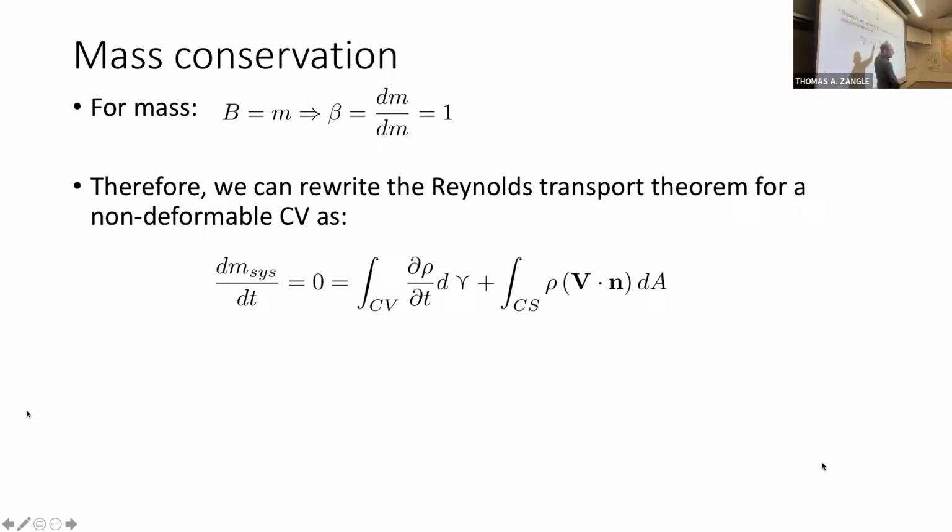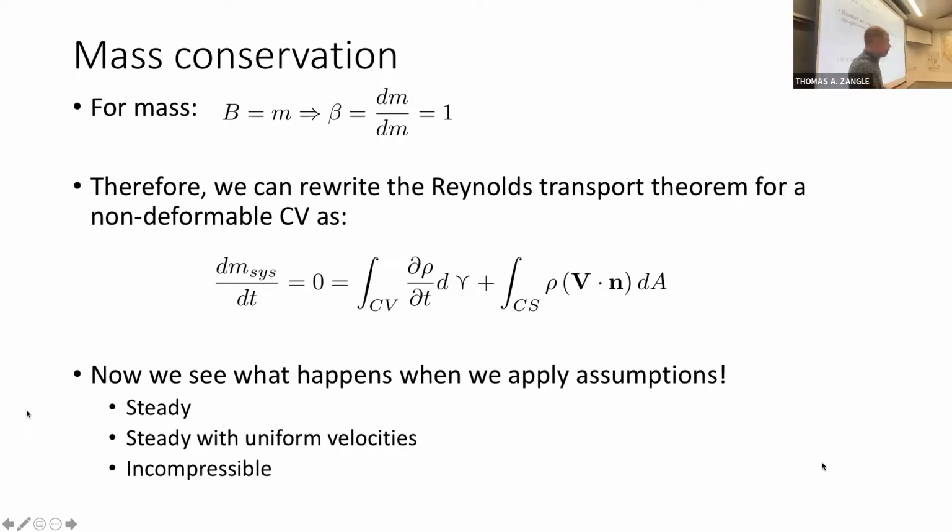We're saying the only way that mass can change is if the density within our control volume changes, or if there are inflows or outflows. And we are now going to look at application of different assumptions that we can use to simplify this and make it easier to use. So we're going to start with steady, and we'll look at uniform velocities and then incompressible.